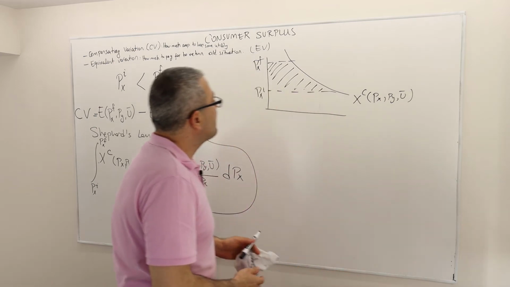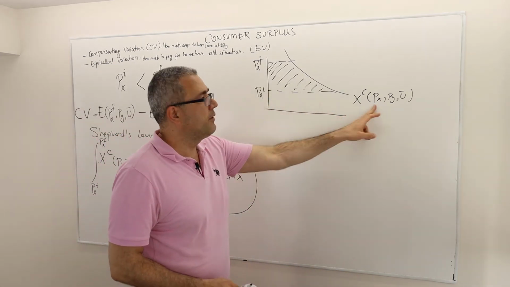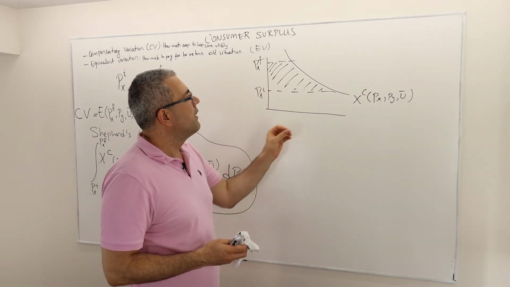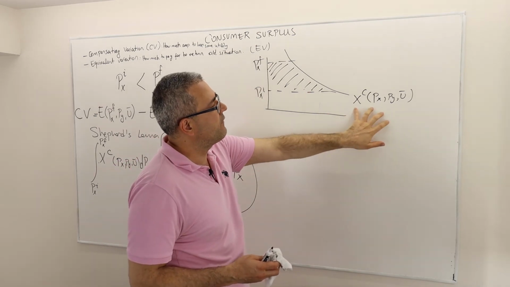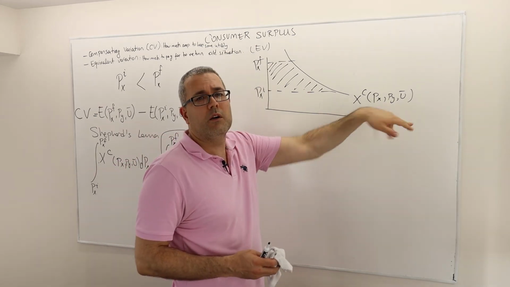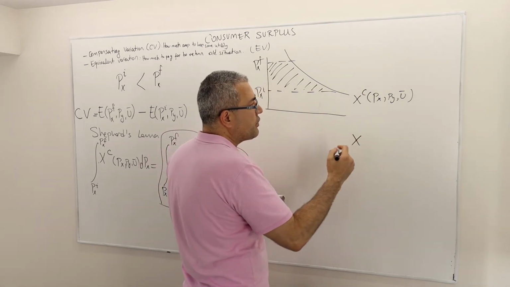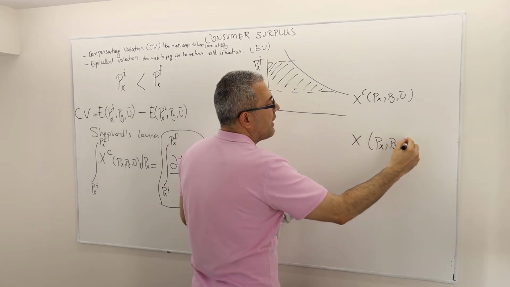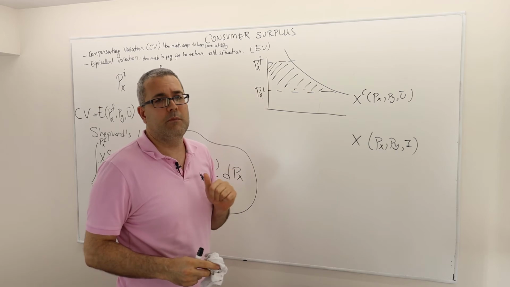All right, but the problem is we cannot observe compensated demand curves, right? I told this at least a few times. The reason why we can't observe it is because this is a function of a parameter u bar, which we never observe. But what we do observe is the Marshallian demands: we observe prices and the income, and then we can estimate the Marshallian demand curve.